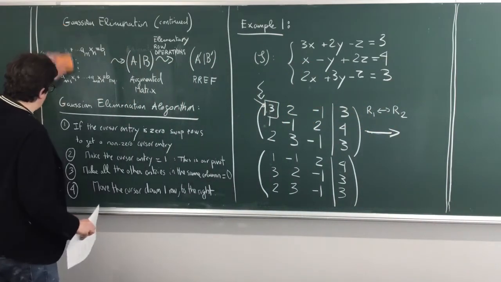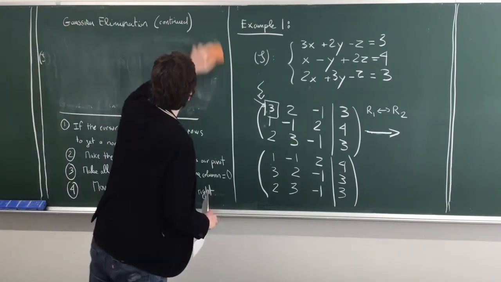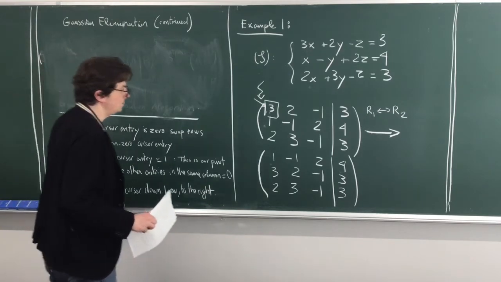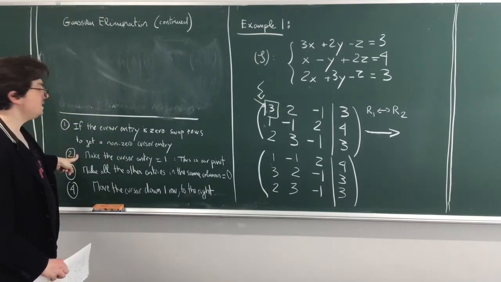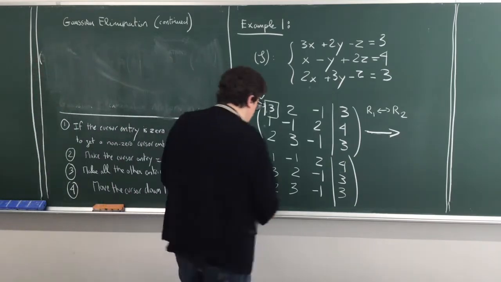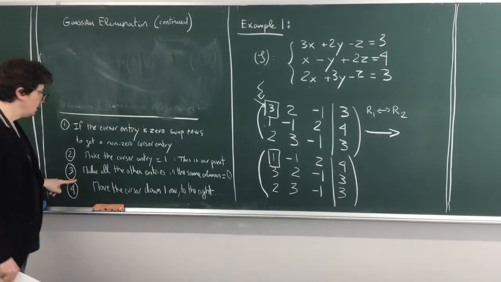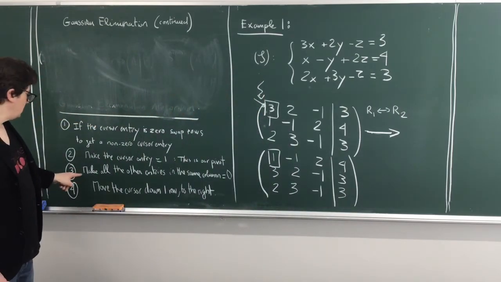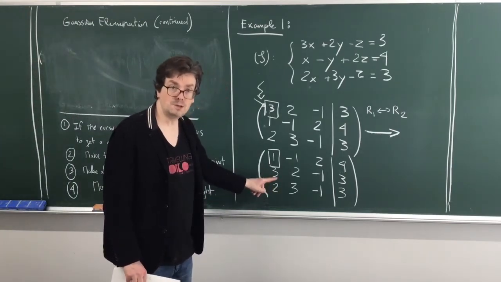Now, the next step is to move the cursor here. We reach already step 2 because we make the cursor entry equal 1. This is our new pivot. This is our first pivot actually. Now we are here. So step 3 is to make the other entries here and here equal to 0.